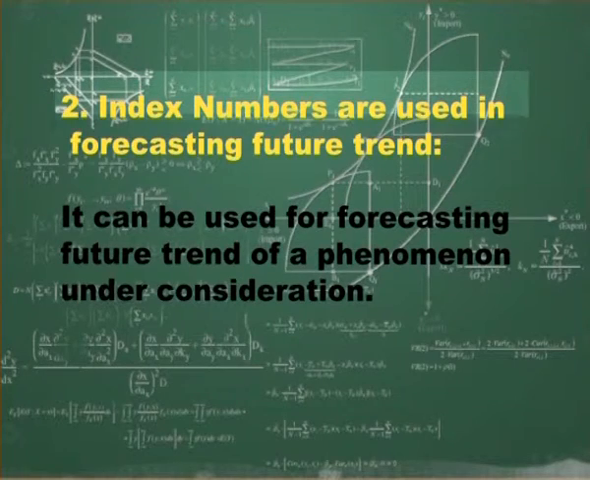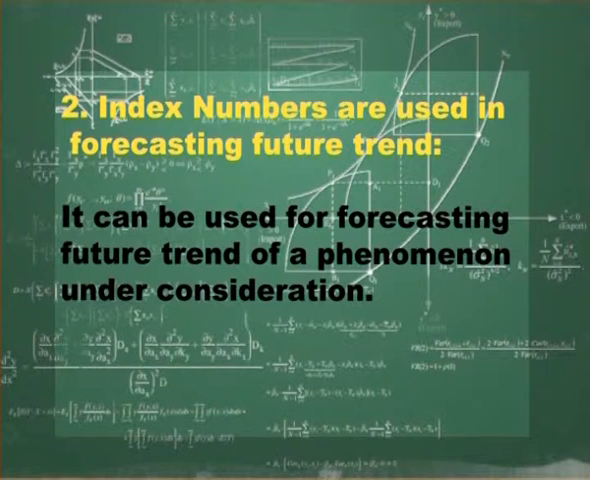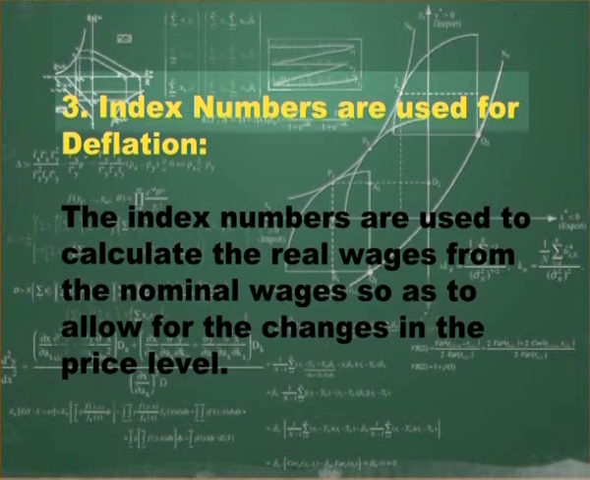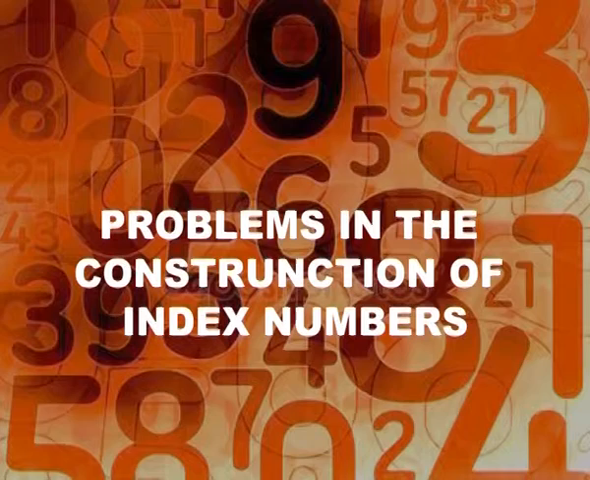Now the second one, index numbers are used in forecasting future trend. They can be used for forecasting the future trend of the phenomena under consideration. Third point, index numbers are used for deflation. The index numbers are used to calculate the real wages from the nominal wages so as to allow for the changes in the price level.